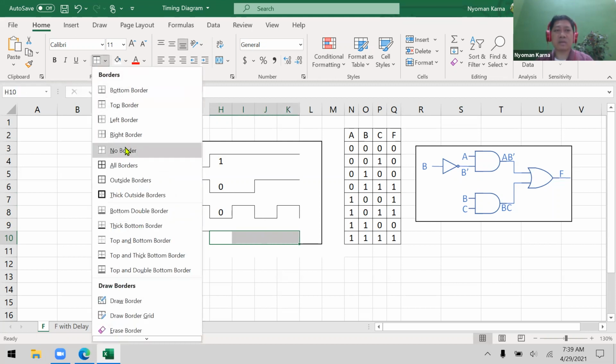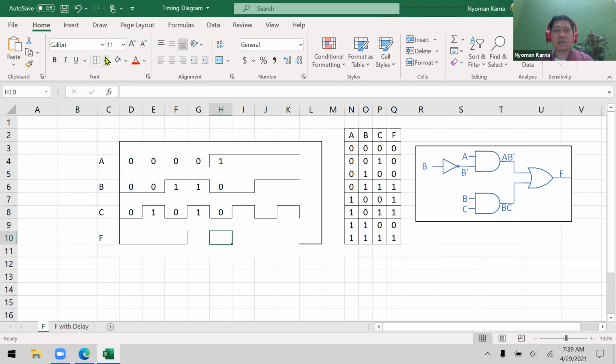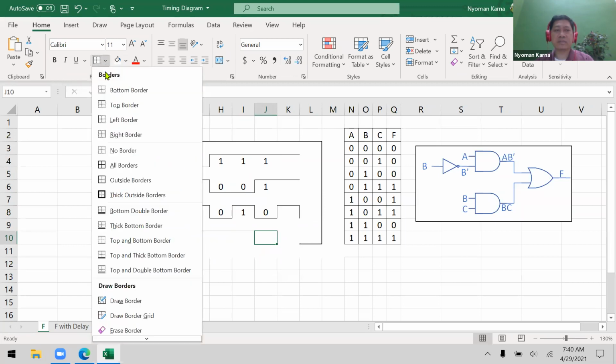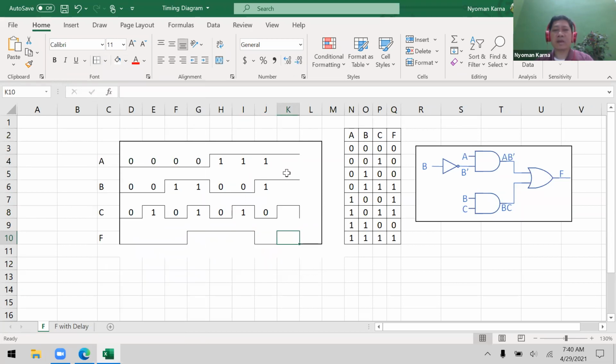Let's try to no border first. So this one is 1. And then the next combination is 1, 0, 1. This will create the output of also 1. Now 1, 1, 0 will create the output of 0. Okay. Now the last combination is 1, 1, 1. It will create the output of 1.